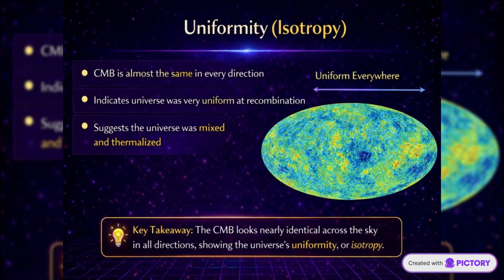The CMB looks nearly identical in all directions. This property is called isotropy. It indicates that the early universe was highly uniform and well mixed.